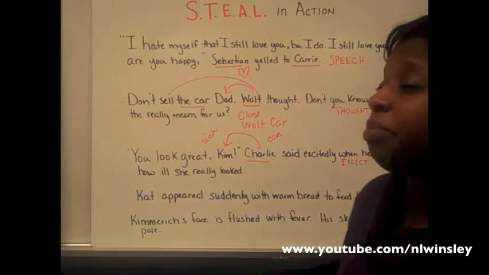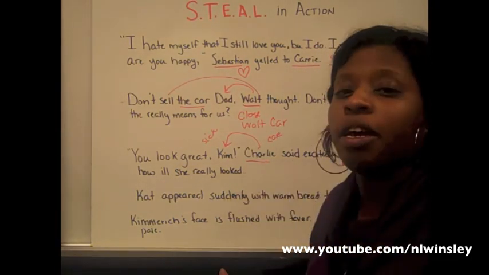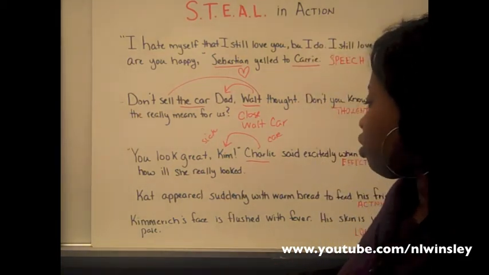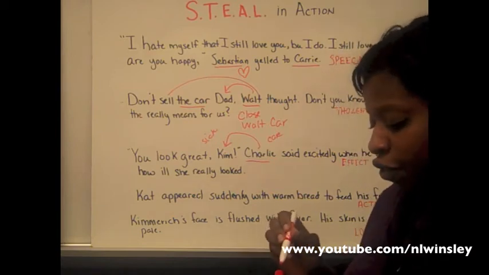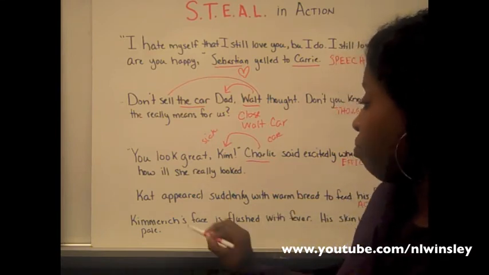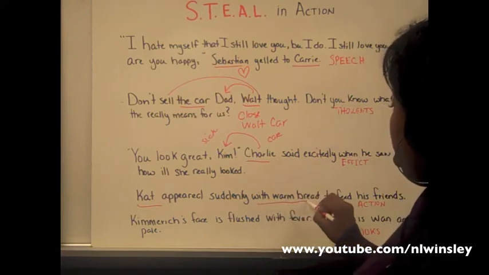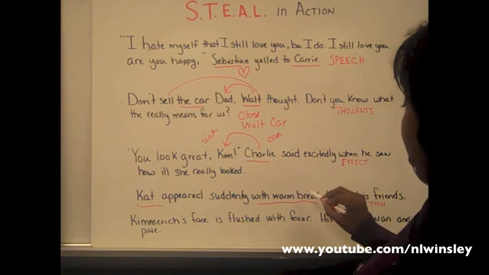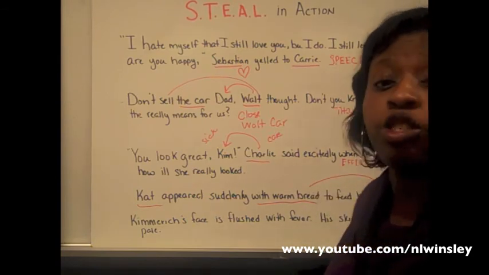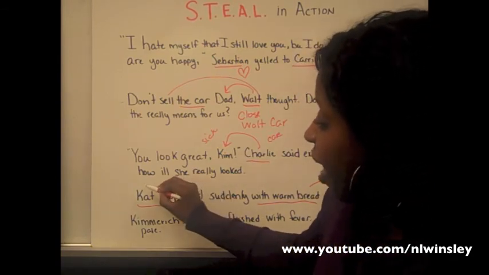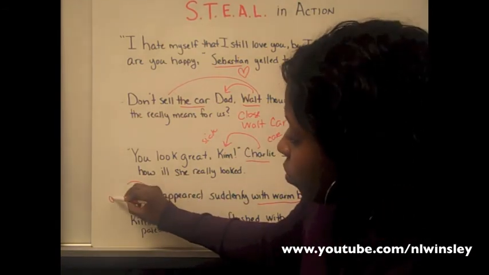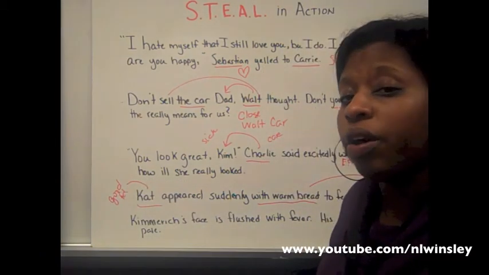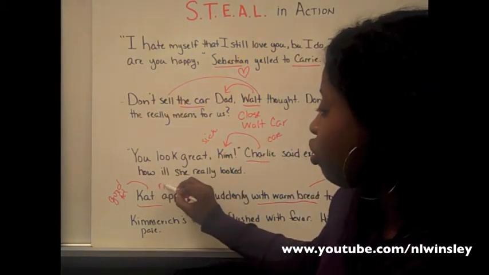Let's look at action. Remember, action is the second most common use of indirect characterization. Cat appeared suddenly with warm bread to feed his friends. All right, so Cat did something. He appeared suddenly with warm bread. Clearly, this bread was for his friends, and his friends really wanted the bread. So we can infer that Cat is a good friend. We can also infer that Cat is resourceful.